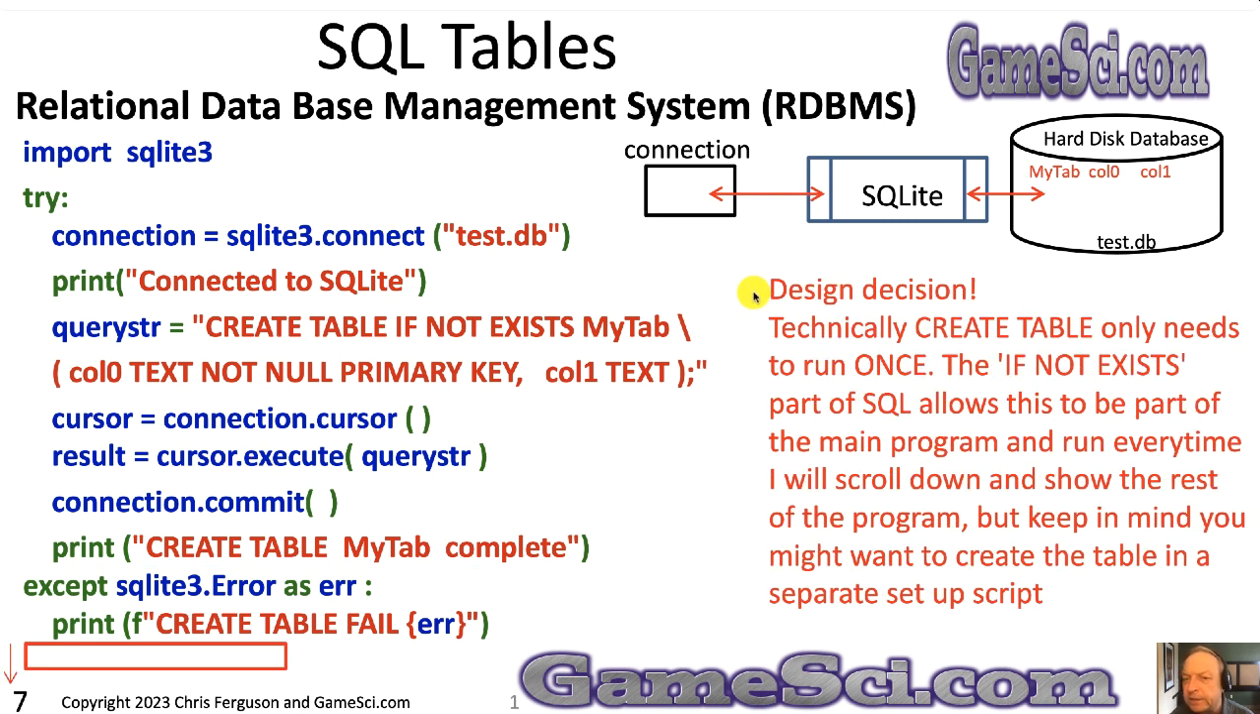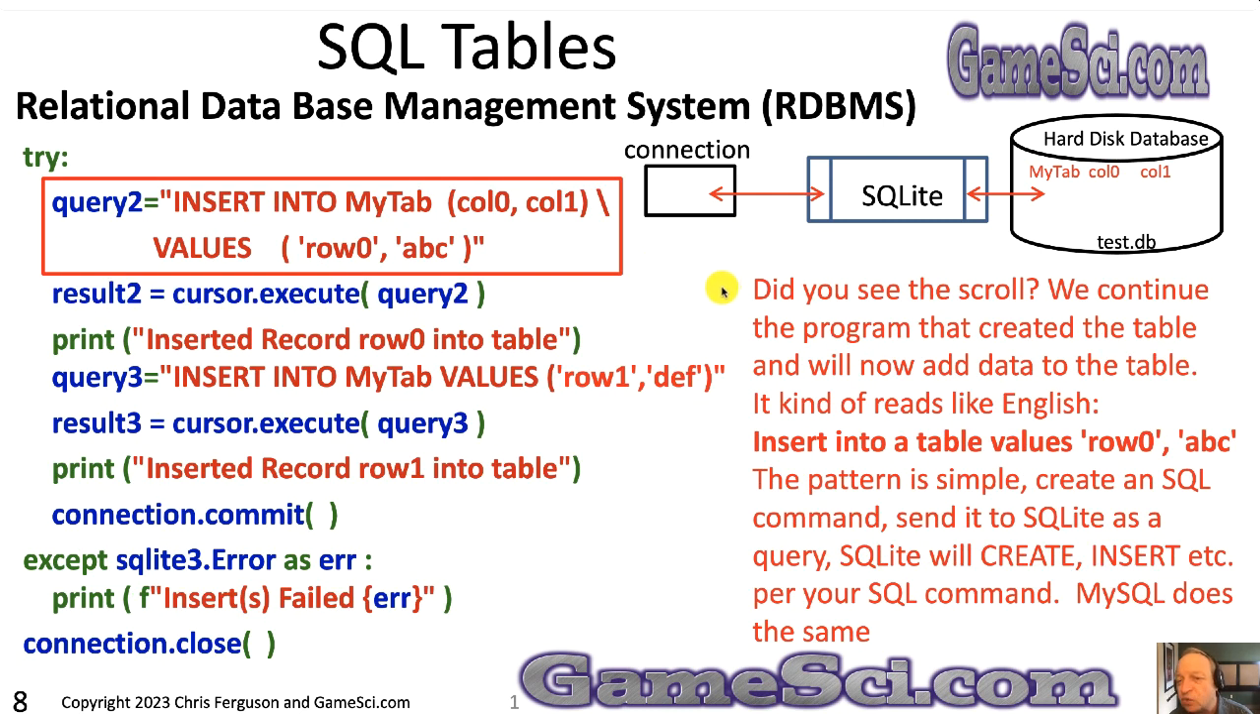We do have a design decision to make. Technically, create table only needs to execute or run once. The "if not exists" will mean it doesn't hurt if it runs a second time or a third time or a fourth time, but we only need to create the table once. I will scroll down and show the rest of the program, but keep in mind you might want to pull this create table command and put it in a separate setup script. That's what I do for all my classes. I write a setup script that creates the database, creates all my tables, installs some initial records into my tables, and then the main program doesn't have to worry about that.